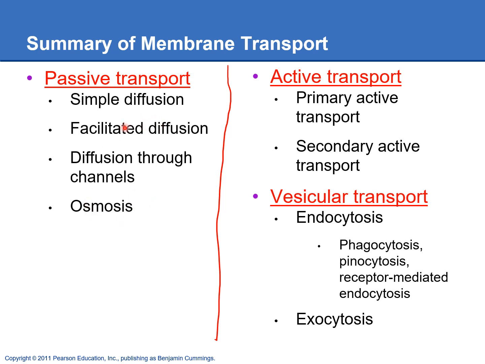Another thing to remember, anytime you see the word diffusion, put diffusion and passive together in your brain. Diffusion does not require energy. Okay, so it's always going to be passive. And then everything on the right-hand side is active and is going to require energy. Okay, so we've got primary and secondary active transport. And then vesicular transport, remember a vesicle is a little membrane-bound sac, and that's talking about endocytosis and exocytosis.